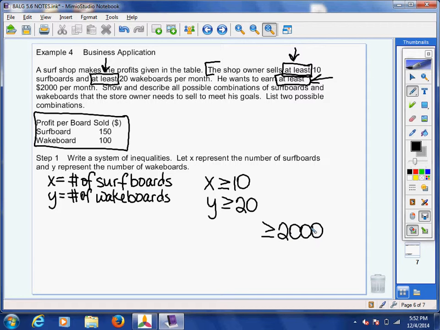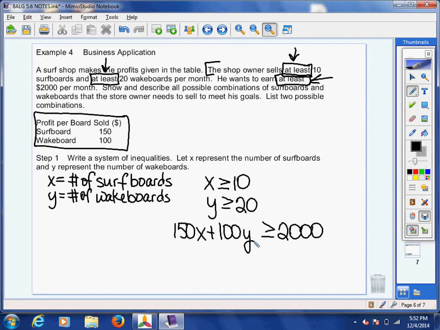And we need the table to kind of fill in that profit margin for us, okay? Profits per board sold. We're going to get $150 for every surfboard, and we're going to get $100 profit for every wakeboard. So that is your system of inequalities. You're going to have 3 in this particular group, not just 2 like we've been working with the entire chapter, but 3 this time, okay?